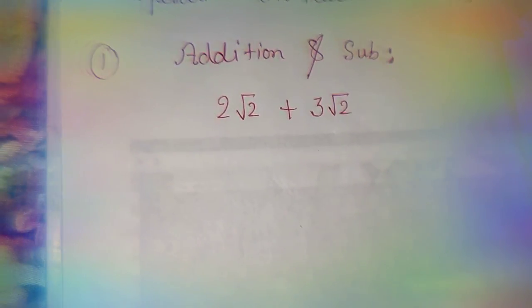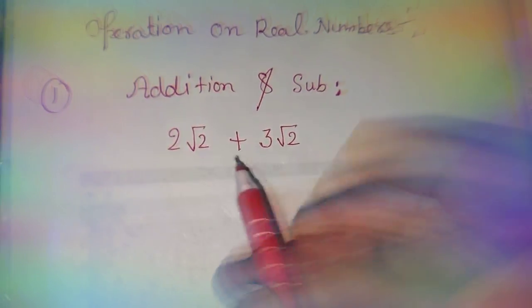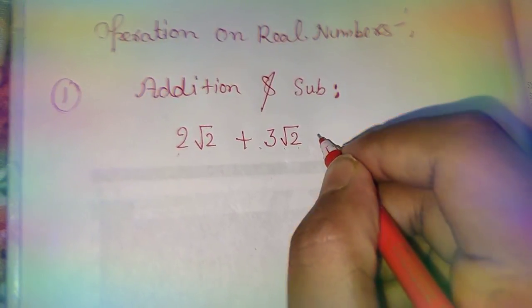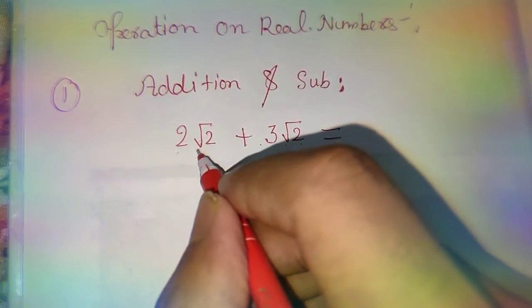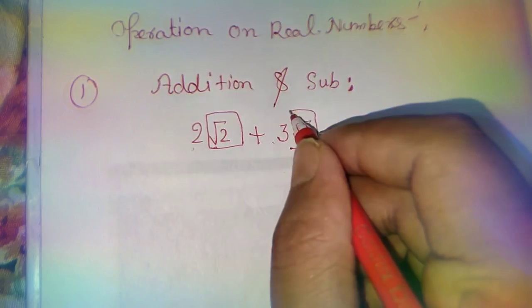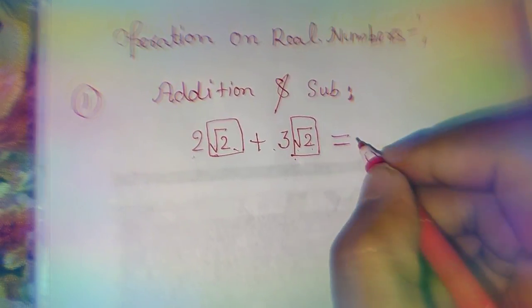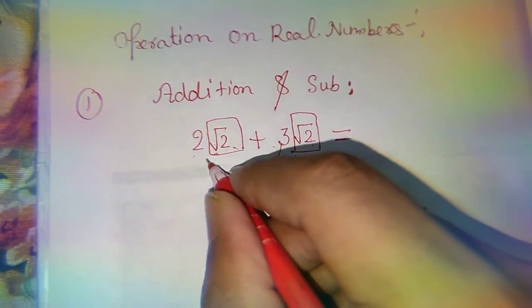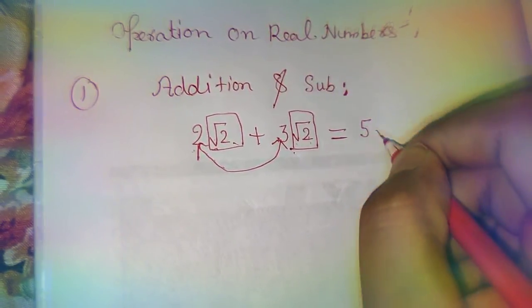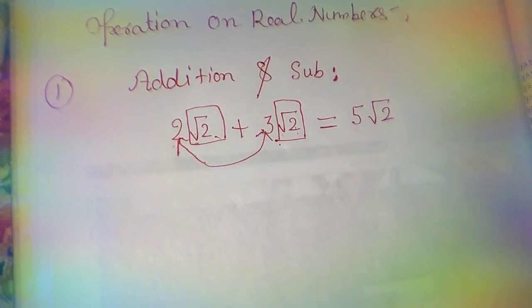Suppose that in the addition, 2 under root 2 plus 3 under root 2. If you have to add this, you have to see whether the real numbers are the same or not. When they are the same, then you will add only the constant term, the multiples. 3 plus 2, it means it is 5 under root 2.